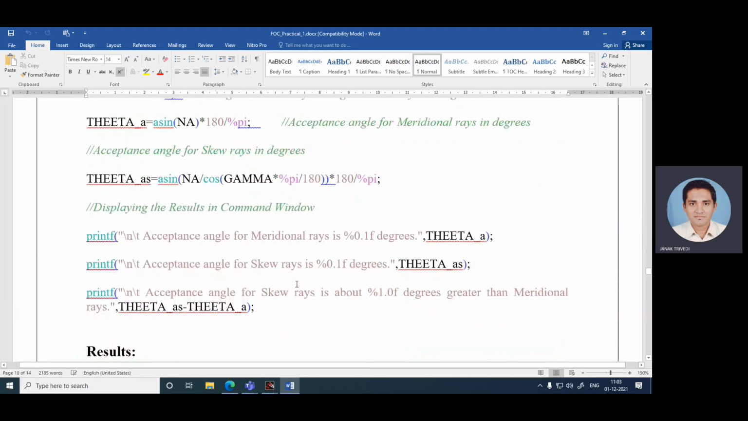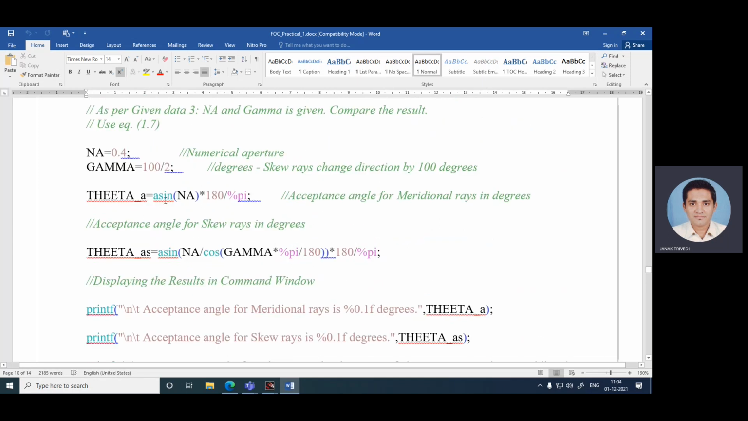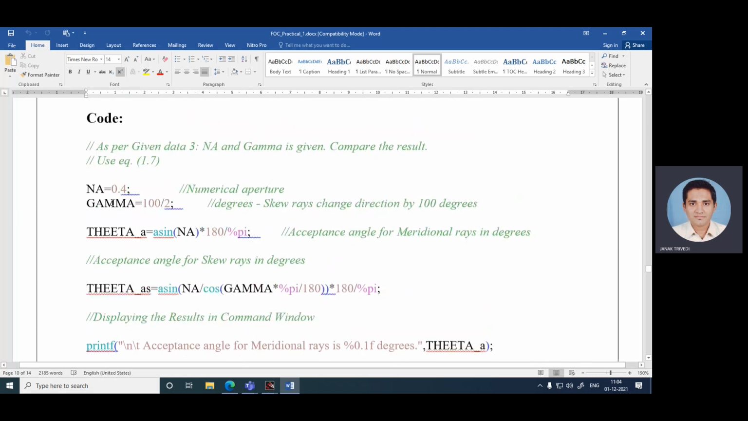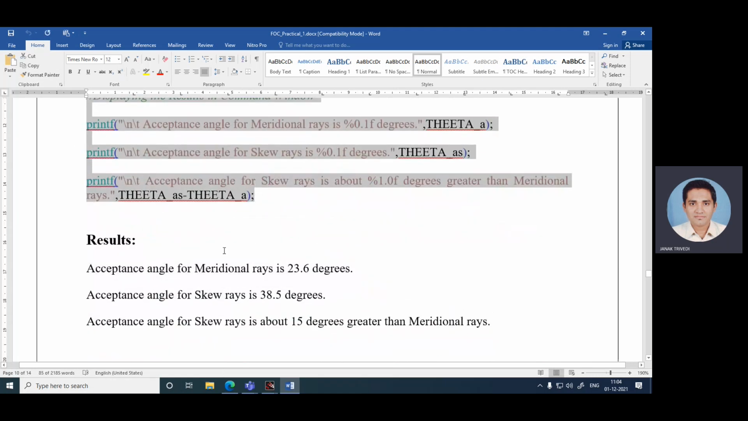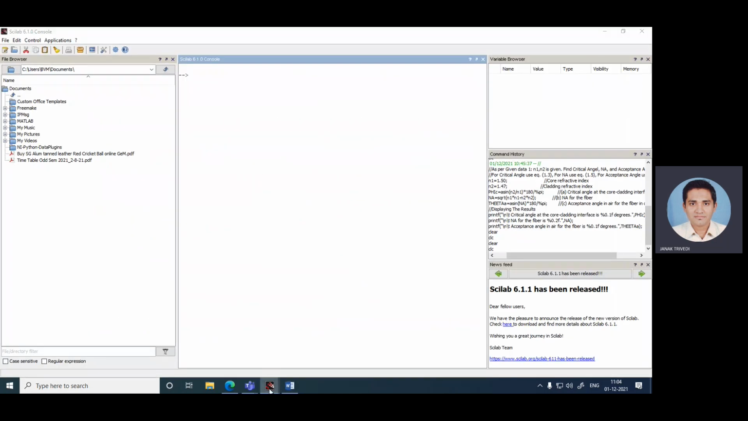So this equation is sine inverse NA cos gamma. The acceptance angle for the skew ray in degrees, that's why 180 by pi is used. Then for theta, the acceptance angle for the meridional ray, that is sine inverse NA into 180 divided by pi, and this is the result. That's it. So let's run this program in Scilab, and here's the result that is produced when we have run this program in Scilab.